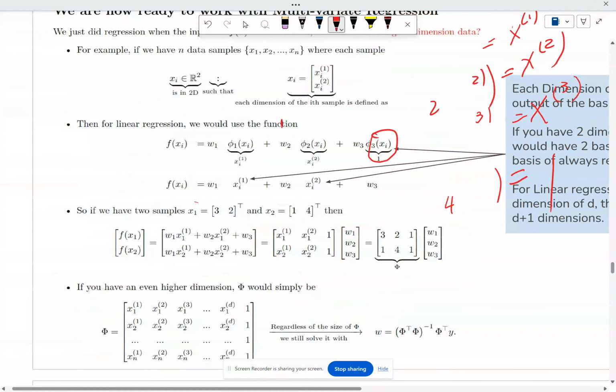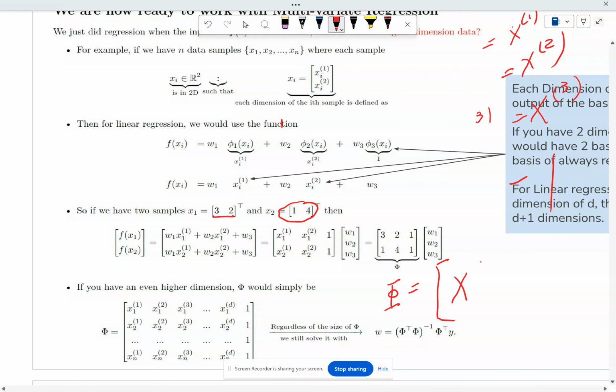this example. Let's say we have 2 samples, x1 and x2, 2 samples in the data set. So what would it be? Well, 3 and 2. It's just going to be 3, 2. It's just exactly the same. And then the very last one, you add a 1. And the second dimension will be 1, 4. And then you add a 1. So basically, for linear, it is whatever your original data matrix is, plus a column of 1.